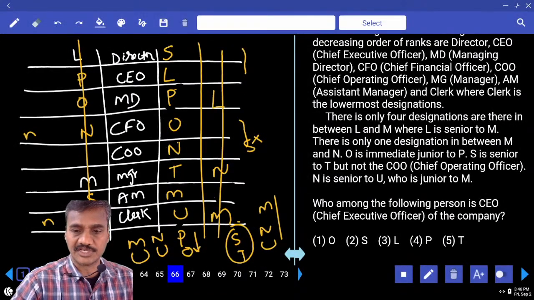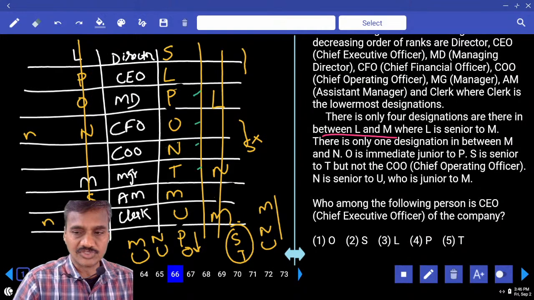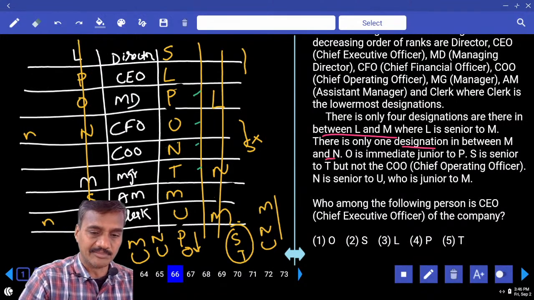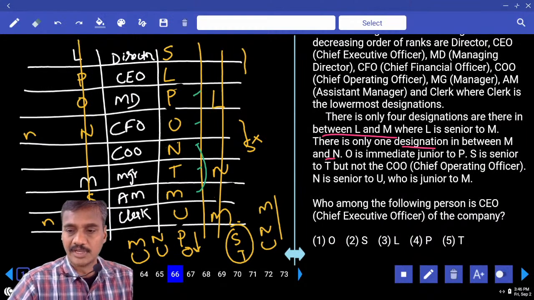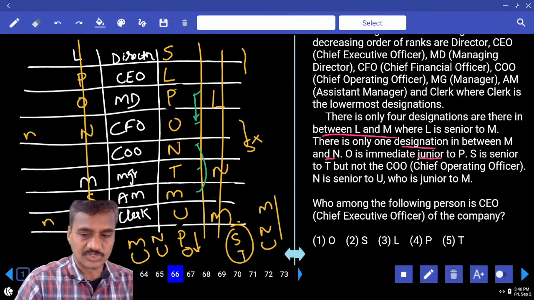Only 4 designations between L and M. 1, 2, 3, 4. 1, 2, 3, 4. M is here. L is senior to M. And only 1 designation between M and N. Now in between M and N there is exactly 1. And O is immediate junior to P. O is immediate junior to P.